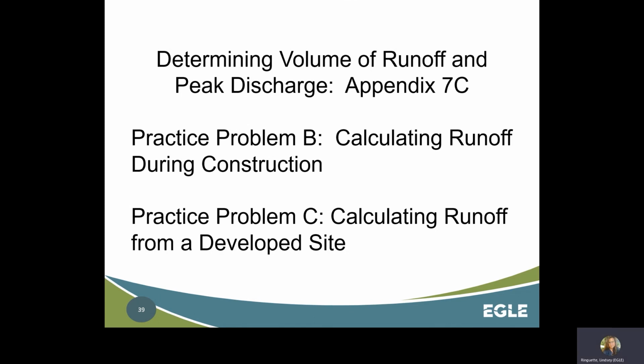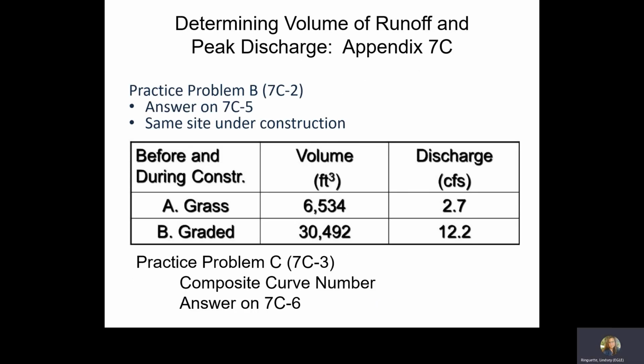There are 2 more practice problems in Appendix 7C of the training manual that are similar to the problem we just completed. However, they will show how different the volume of runoff and peak discharge is between an undisturbed site, to a disturbed site during construction, to a site that has been fully developed. Practice problem B is the same as A, but after the site has been graded. Look at the difference in volume and discharge rates between an undisturbed site A and a disturbed site B.